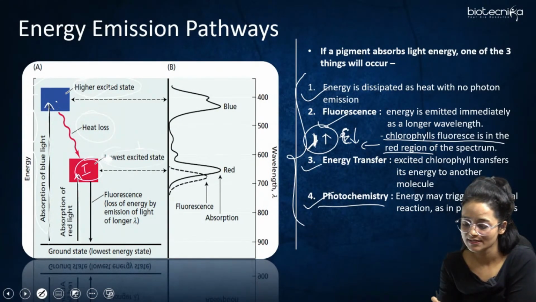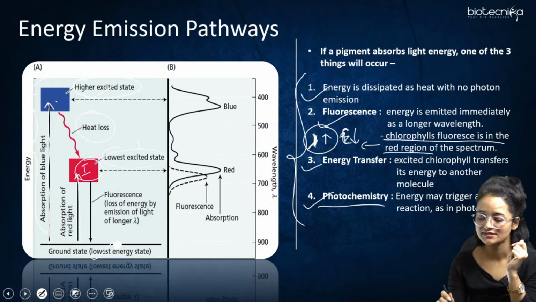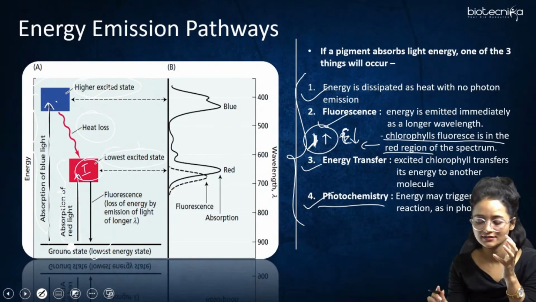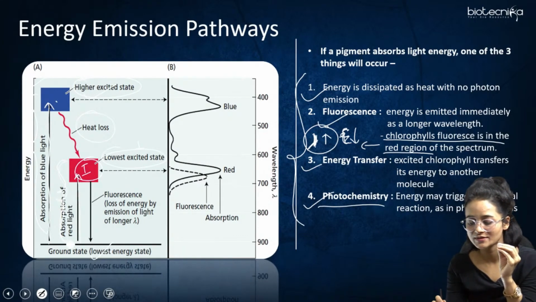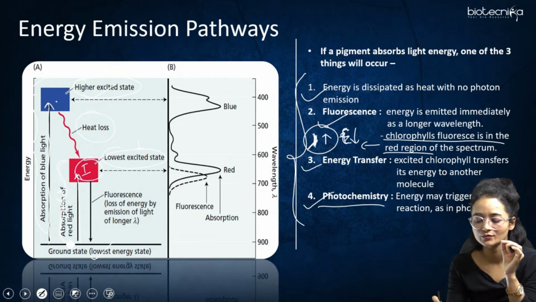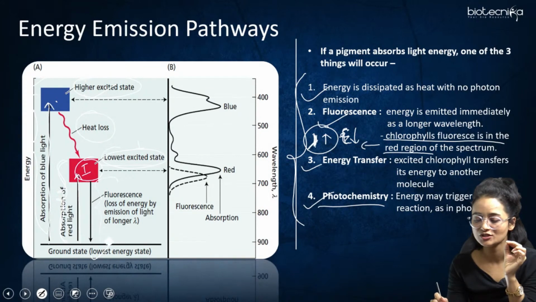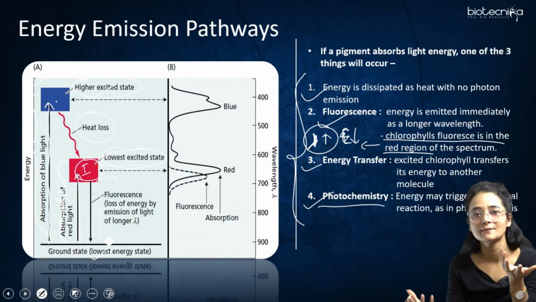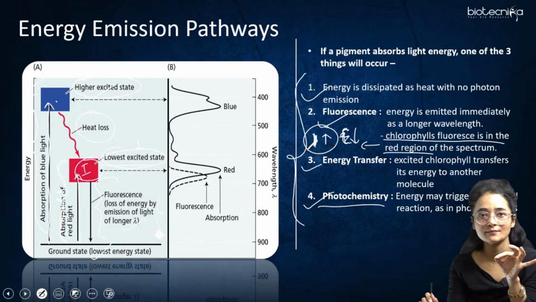Now coming from the lowest excited state to the ground state, which is the lowest energy state, this is the absorption spectrum for the red light. This particular portion is known as the absorption spectrum for the red light. When the chlorophyll molecules move from the lowest excited state to the ground state, the emission of energy takes place in the form of fluorescence, by the emission of light of longer wavelength, right? There is no energy loss, but in the form of fluorescence they release the energy.